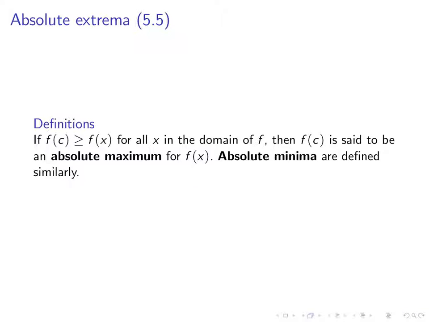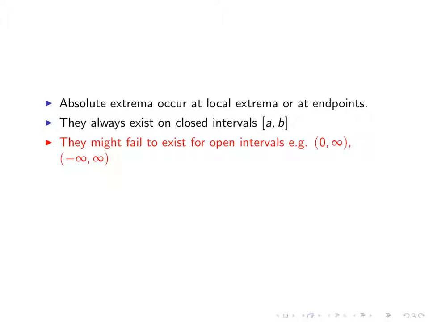Contrast these with the relative or local extrema that we had before, which were just maxes and mins considering nearby values, not the entire domain. In general, absolute extrema, maxes and mins, occur at local extrema, that's peaks and valleys, or at endpoints of the domain. Anytime you have a closed interval, there's always an absolute max and an absolute min on that closed interval. However, if you have open intervals, say from 0 to infinity without endpoints, you may not have an absolute max, or from minus infinity to infinity.